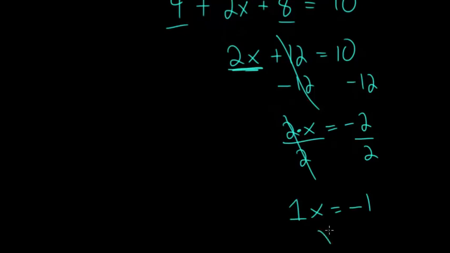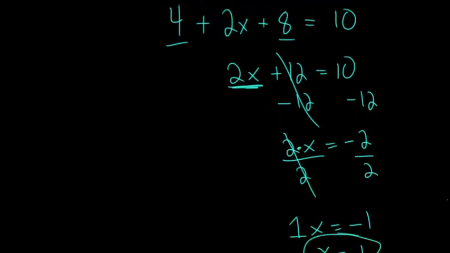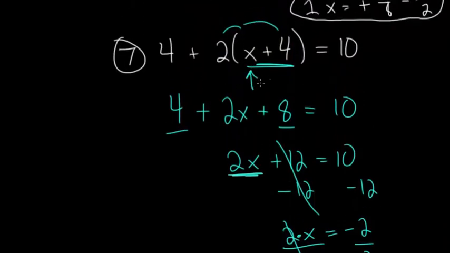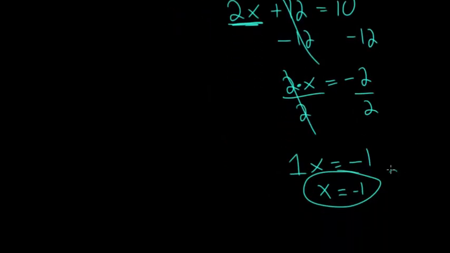So we get an answer of x is minus 1, which we can check by plugging it back into the original equation here. And we have minus 1 plus 4, which is just 3. 2 times 3 is 6. 6 plus 4 does give us 10. So this answer here of minus 1 is for sure the correct answer.